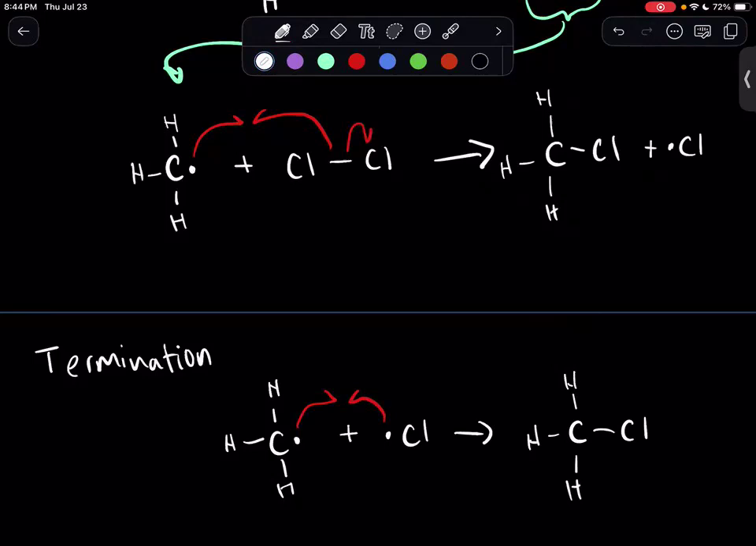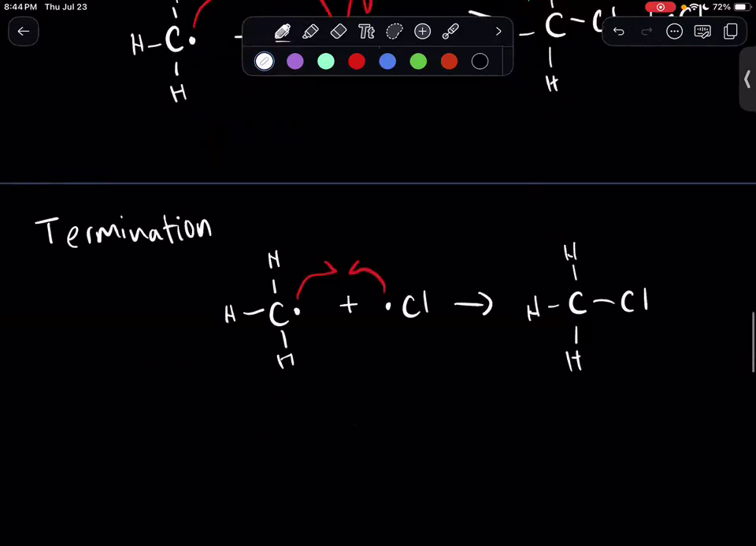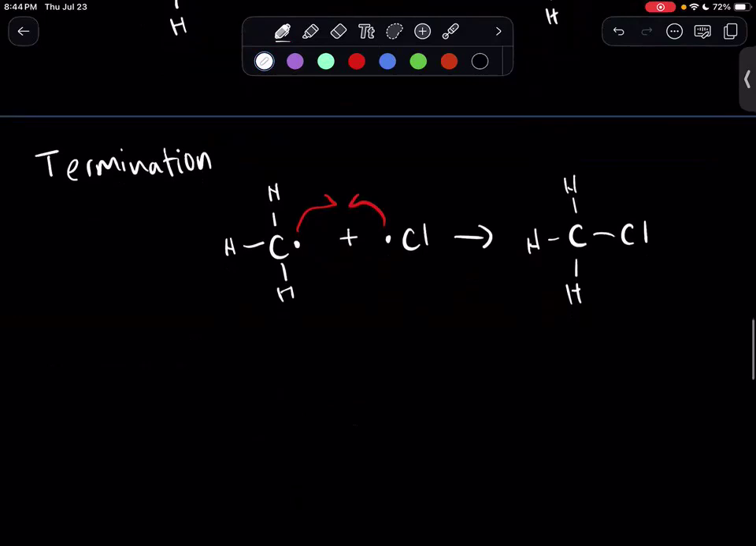And there we have the end of not just 1, but 2 radicals. Furthermore, we may just have two chlorine radicals, which after becoming separated, just end up re-reacting with one another, forming chlorine. And once again, we'll show these fishhook arrows to show the movement of electrons.